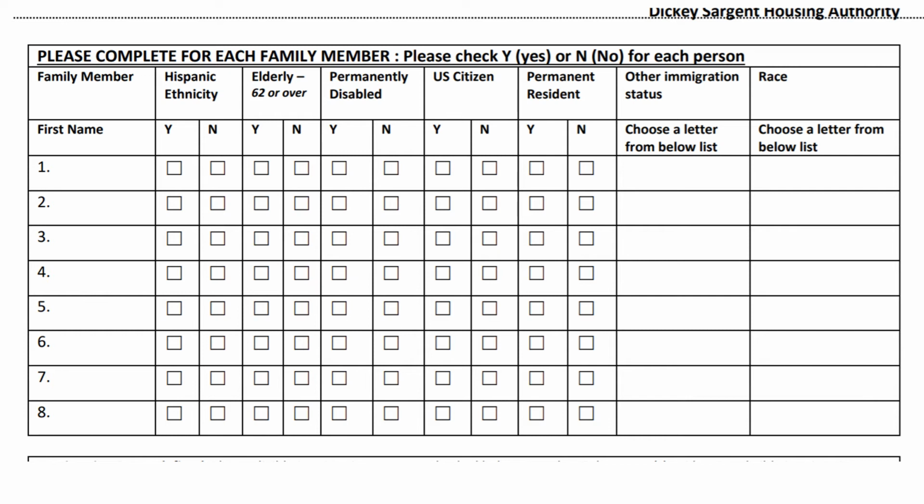Check yes or no for each household member for each question listed. Race is listed in the last column. You will also need to note immigration status if not a permanent resident.